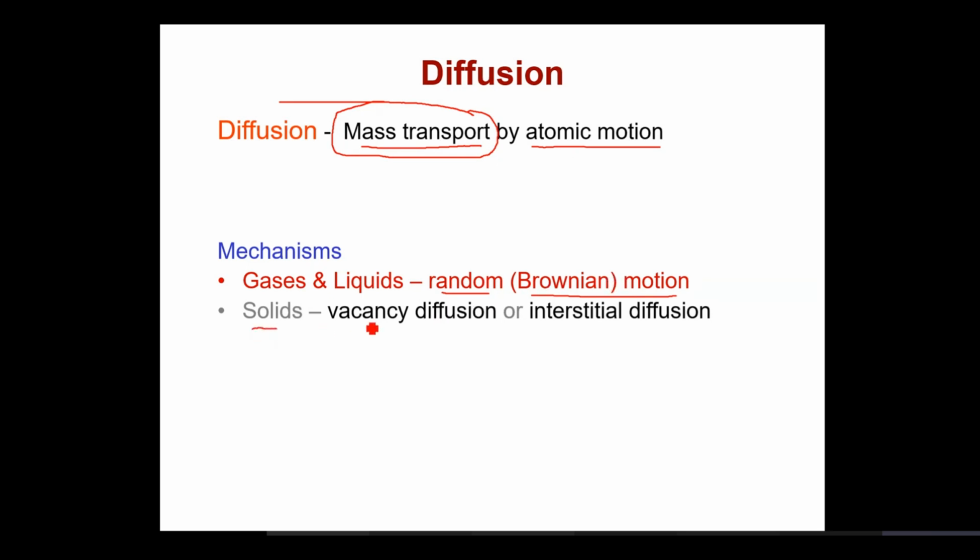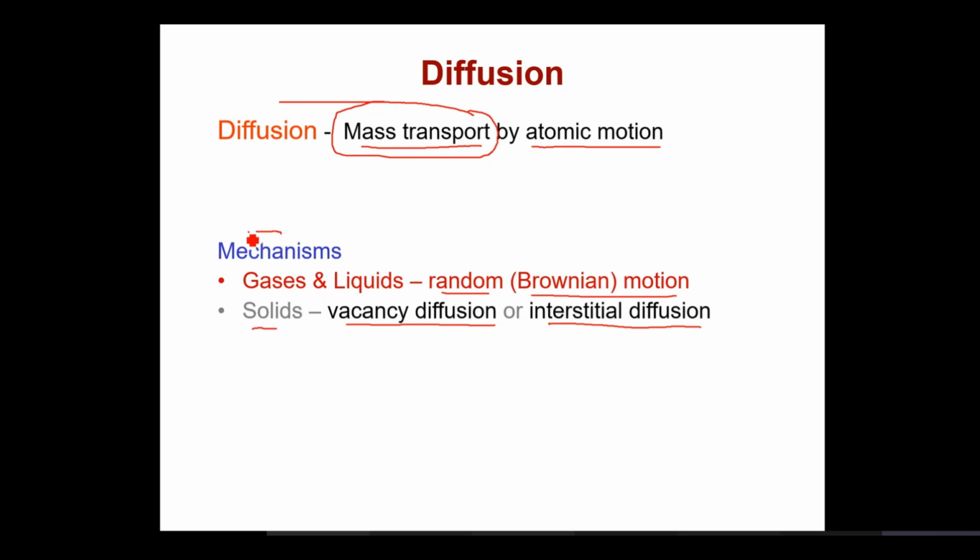However, in solids, the mechanisms are basically vacancy diffusion and interstitial diffusion. These are the two mechanisms in which mass transport takes place in solids, and we will look at them one by one. They are the mechanisms by which diffusion takes place in solids, and we'll look into these mechanisms. All right.